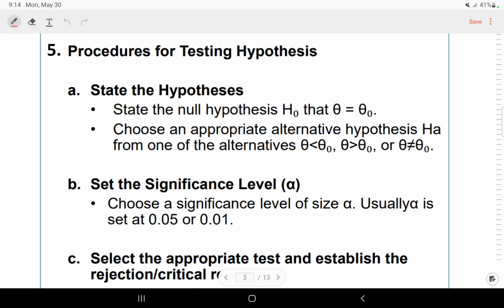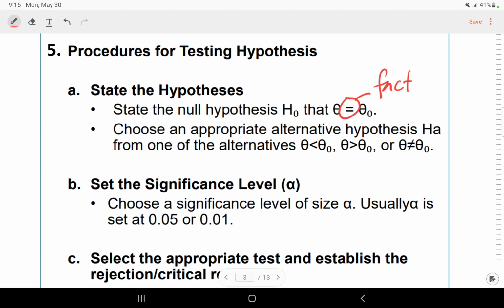The following are the procedures for testing hypotheses. First, you should be able to state the hypothesis. So always remember that when you are stating the null hypothesis, make use of the equality symbol because it relates to a fact. The nicotine content is 15%. The average lifespan of the people is 70 years old.